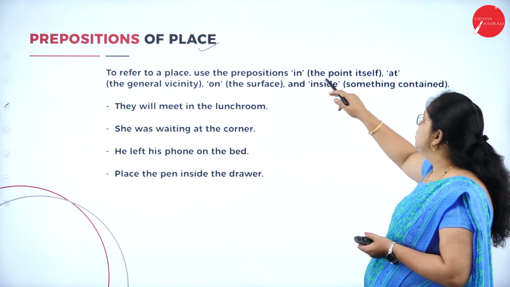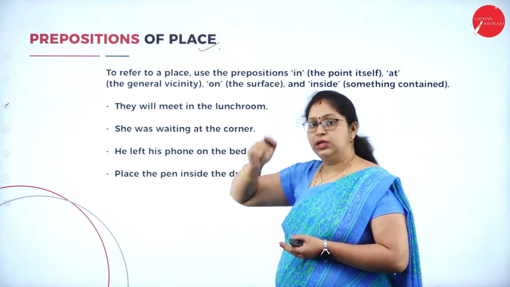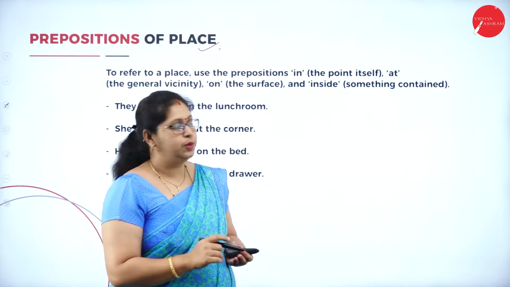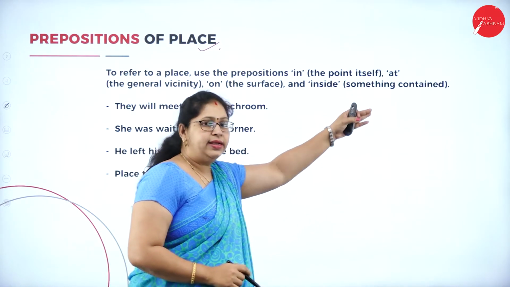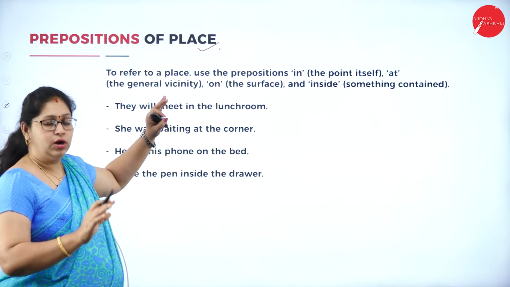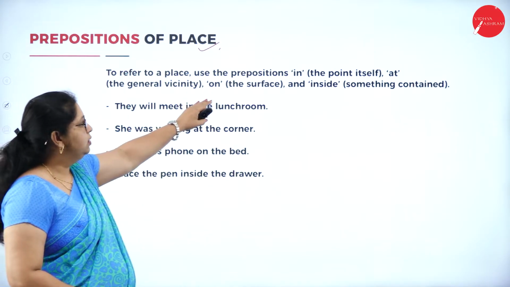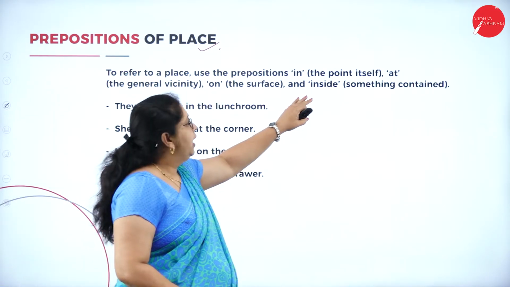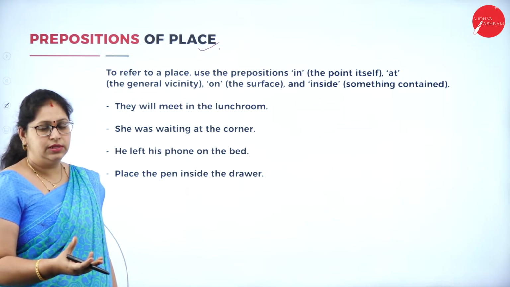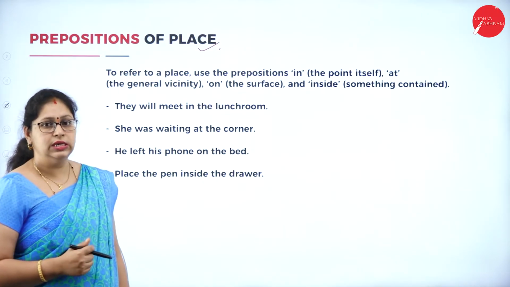In is used for the point itself. So, when it is place, if it is the particular point where you need to meet or you need to go, at that time you use the preposition in. And at is used for the general vicinity, meaning somewhere, not the particular one, you are somewhere meeting them. That time it is used at. On for the surface. And inside, which is something contained, inside of something which contains something. So, when you are telling it contains something, we use inside.